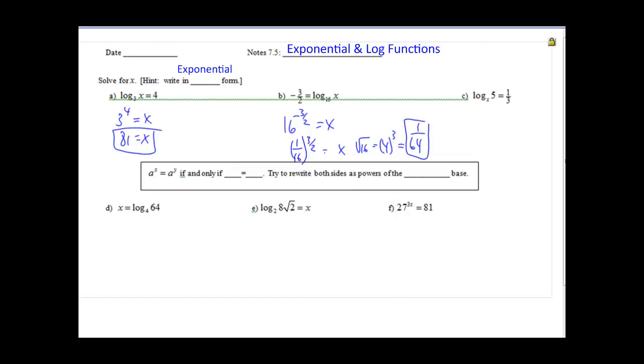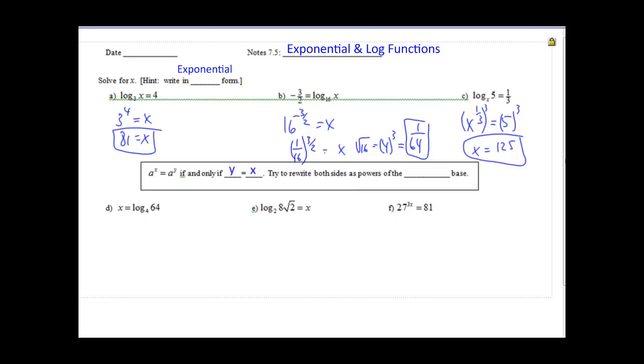C, the base is x. It's log base x of 1/3 equals 5. Okay, we need to find the base. We have it to a power. If you remember, the way to solve is to raise this to the reciprocal power. So raise it to the third. Raise it to the third. The answer is x equals 125.